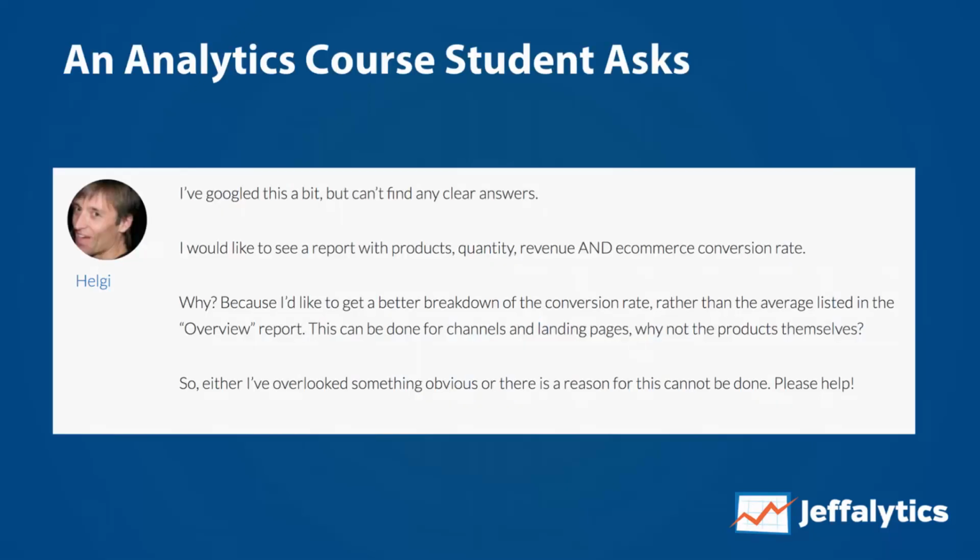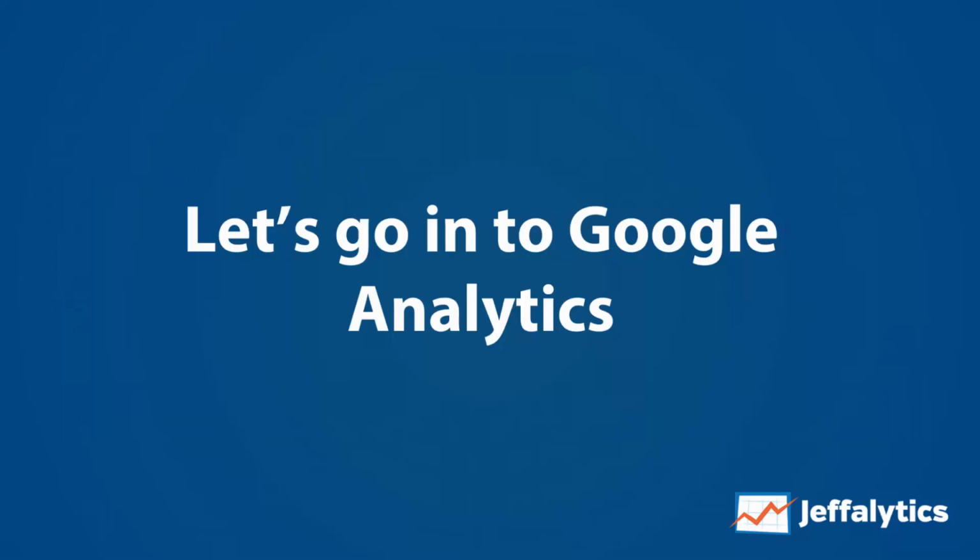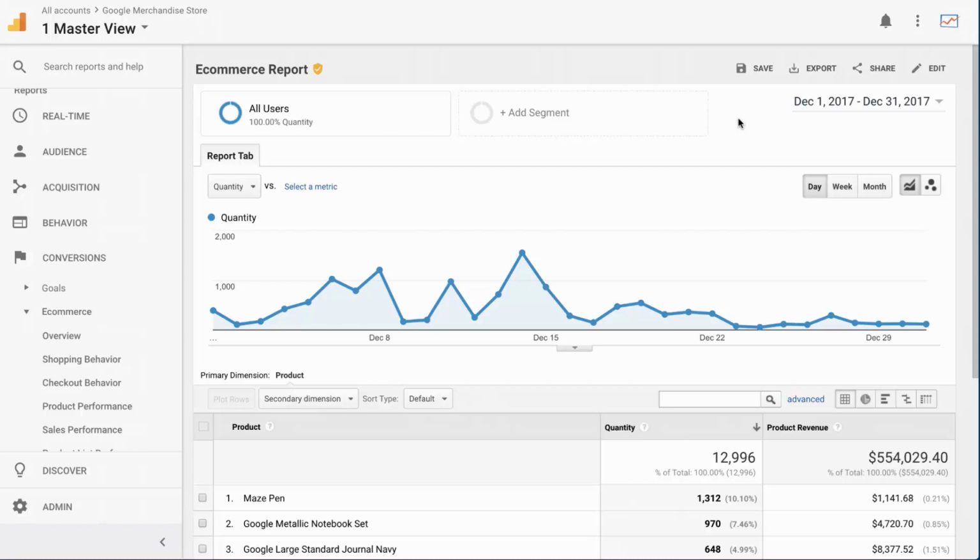And one of my students in my analytics course named Elgi said the same thing. He had a really big problem with trying to find something in a custom report. He couldn't find a way to do a report that had products, quantity, revenue, and e-commerce conversion rate all in one spot. And he tried a few things, Googled for answers, and couldn't find the answer. And so I said, let's see if we can figure it out for you. And so let's go into Google Analytics and see if we can find the answer to Elgi's question. Okay, so here we are in Google Analytics, and we are using the Google Merchandise Store demo account to conduct this test.